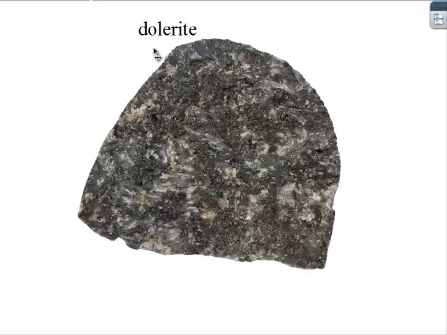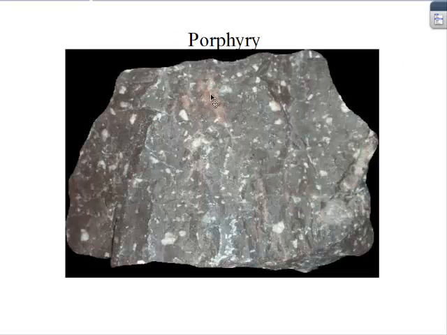Another example here is the dolerite. You can see the crystals within here. They are not that large, but at least you can see with your naked eye. Then we have the porphyry. You can see the crystals within the rock.